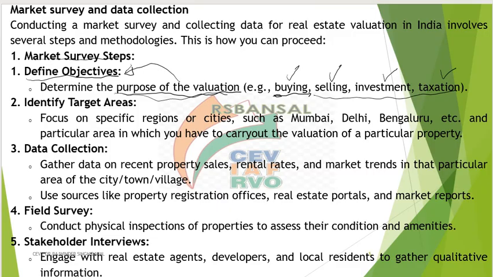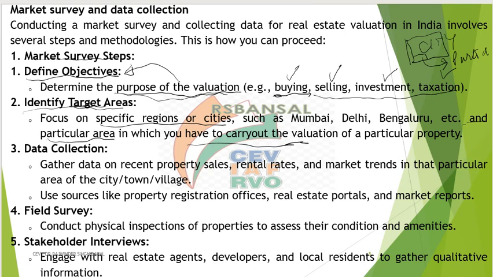Once this purpose is known to you, then you identify the target area. Target area means, let us suppose you are to do the valuation in a particular city. First you must know in which city you have to do the valuation, and then the particular area of the city. These two things should be known to you. So you have to know the specific regions of the city or particular area in which you have to carry out the valuation of the particular property. So first, define objective and then identify your target area.